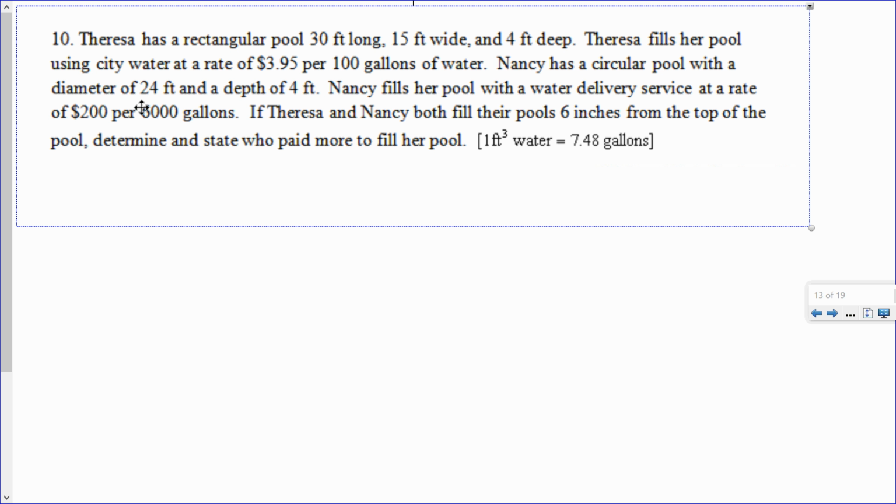Teresa has a rectangular pool, 30 feet long, 15 feet wide, and 4 feet deep. Teresa fills her pool using city water at a rate of $3.95 per 100 gallons of water. Let's just underline that. Nancy has a circular pool, but let's just stick with Teresa.